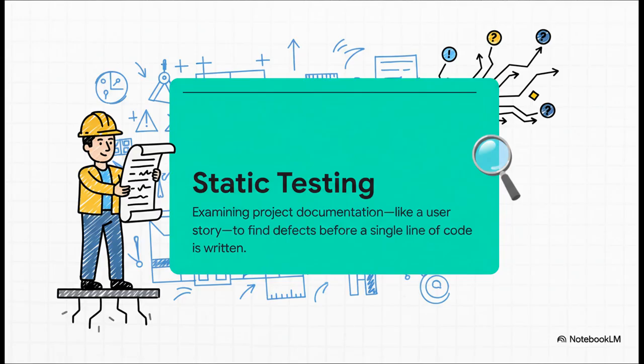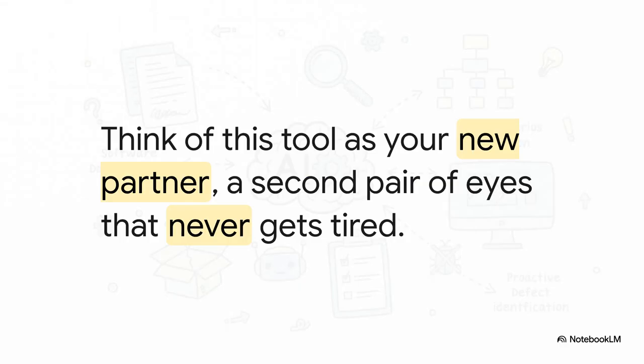And that brings us to the core idea here, static testing. It's a simple concept, really. Think of it like an architect reviewing a building's blueprint. You'd want to find any flaws in the plan before you start pouring concrete, right? Same thing. We're finding defects in the documentation, the user story, before the expensive work of coding even begins. So I want you to think of this AI not just as some software, but as your new analyst. It's a partner, you know? A second pair of eyes that never gets tired, never needs a coffee break, and has seen thousands of project documents. It's a tool to help you shift from being reactive to being proactive and way more strategic.